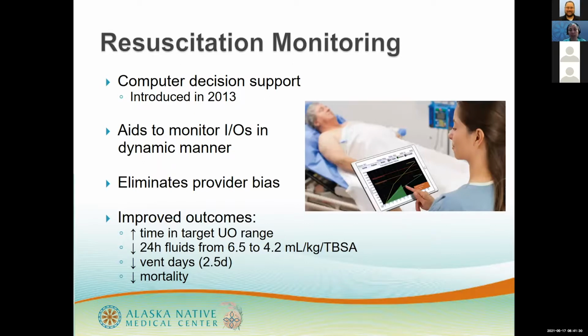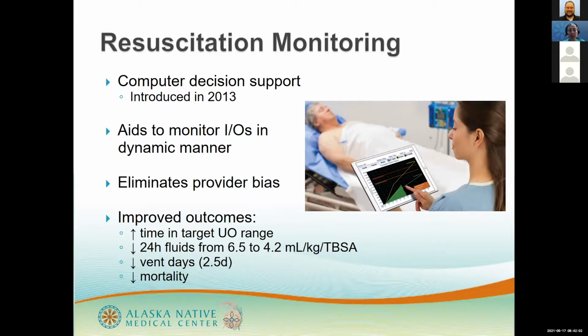Resuscitation monitoring has really changed. This is something that a lot of burn centers are using now. This particular one is called the Burn Navigator, but it's computer decision support. This was introduced into the commercial market in 2013, and it aids in a dynamic manner, giving you eyes and ears. It eliminates provider bias because the nurse just puts in how much urine is coming out and how much fluid you're putting in, and it basically tells you what to do hour to hour.